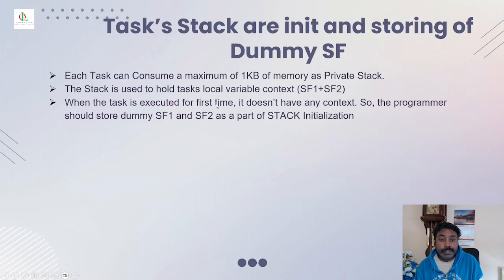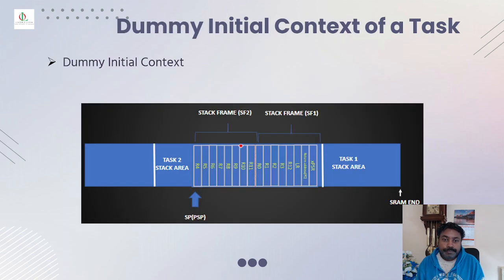When the task is executed for the first time, it doesn't have any context. So the programmer has to load the dummy SF1 and SF2 for the stack initialization, which you will learn in the scheduler. And this is how the dummy initial context is. The initial context is in this format, all these default registers, and then the SF2 of these registers. First, you have to load the link register, the program counter and the program status register, followed by the registers.